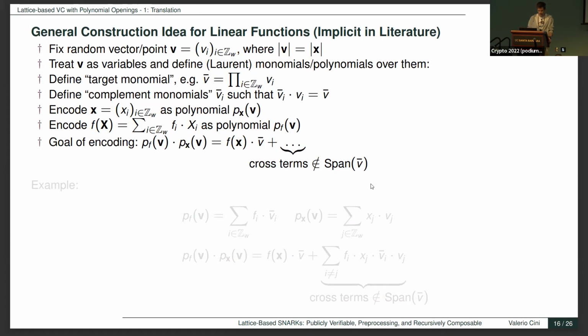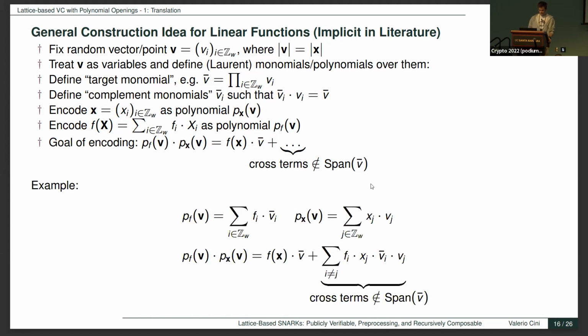So for example, we can take the following two encodings. The encoding of f would be the linear combination of the complement monomials Vi bar with coefficients given by the coefficients of f. And the encoding of x will be the linear combination of the Vj's with coefficients given by the coefficients of x. And then when we take the product, we exactly get what we want.